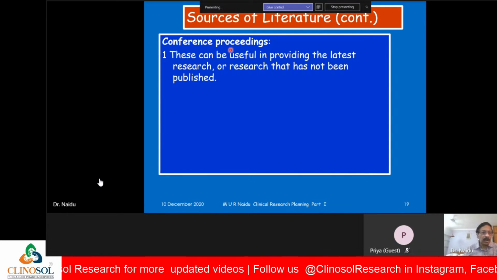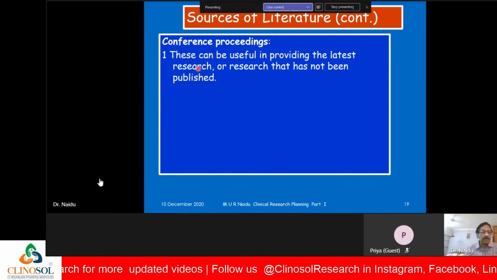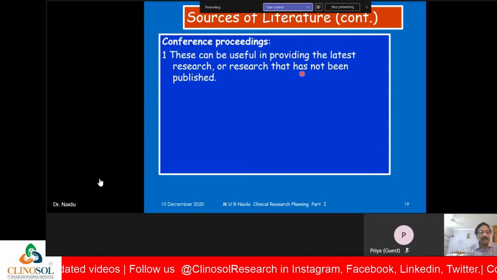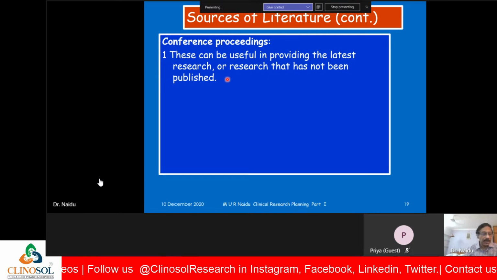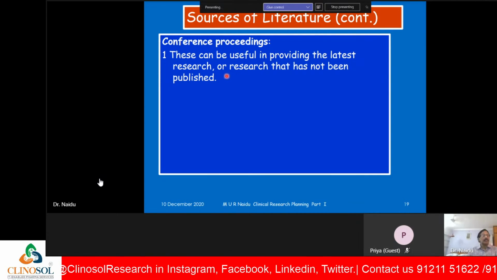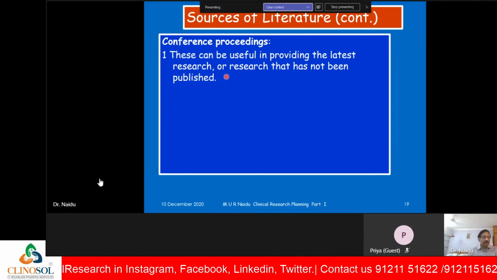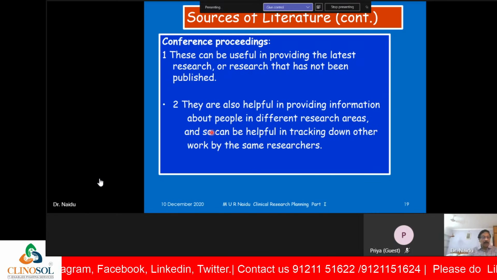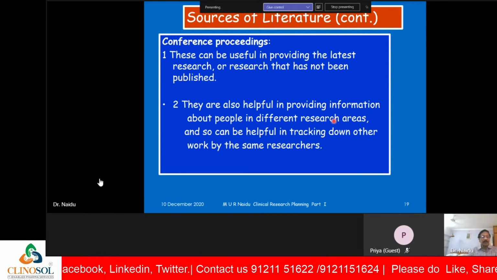Then we get a lot of conference proceedings. These can be useful in providing the latest research that has not yet been published in journals. You attend a conference and you get a proceeding. Their literature has references. They are also helpful in providing information about the people in different research areas.